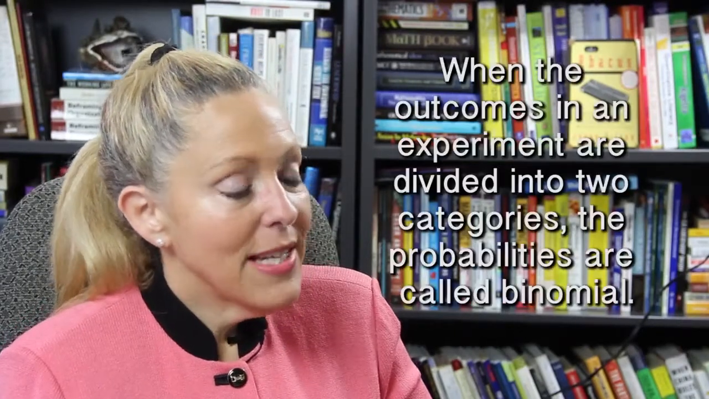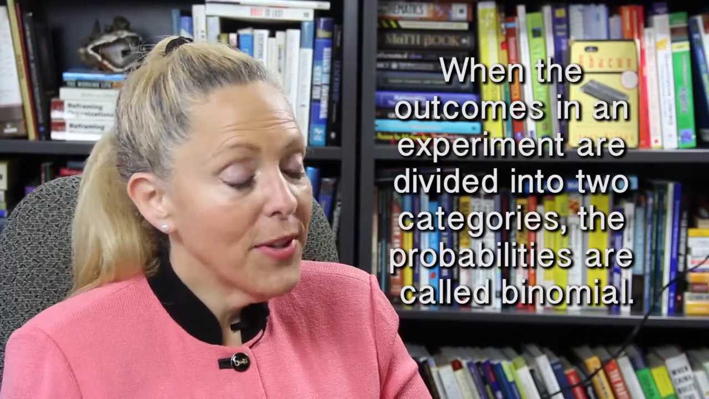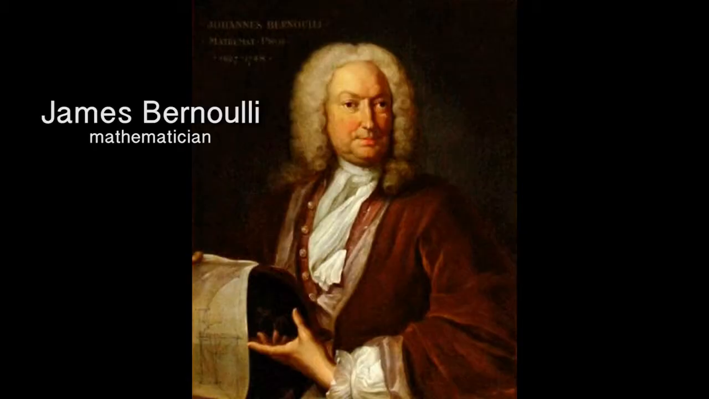When the outcomes in an experiment are divided into two categories, the probabilities are called binomial. In these examples, also called Bernoulli trials, after the mathematician James Bernoulli, the probability remains constant throughout all repetitions.